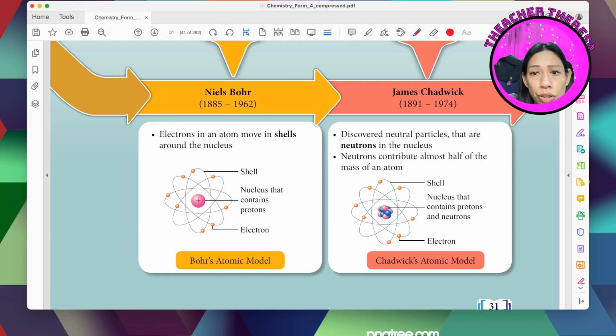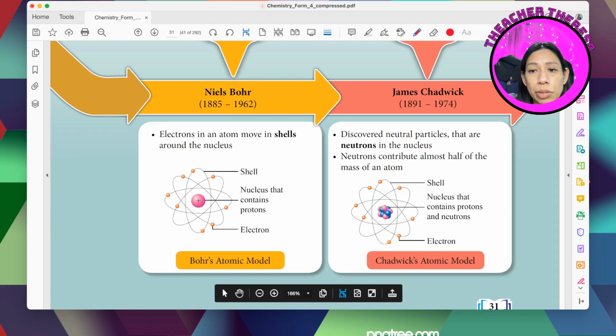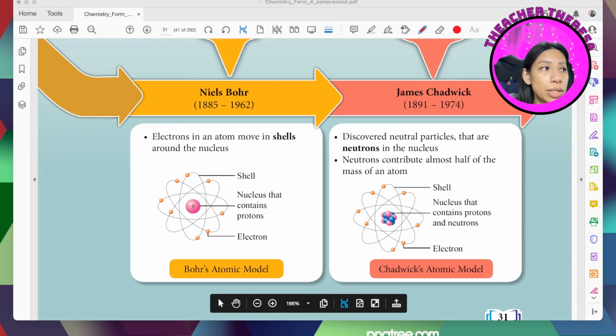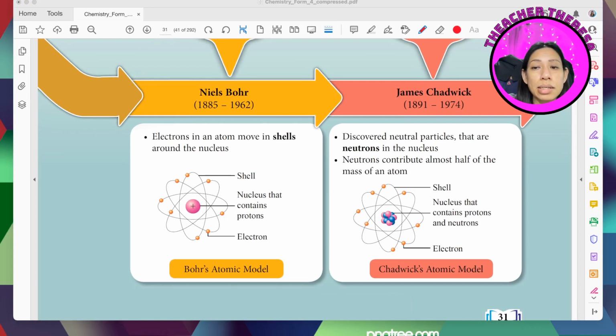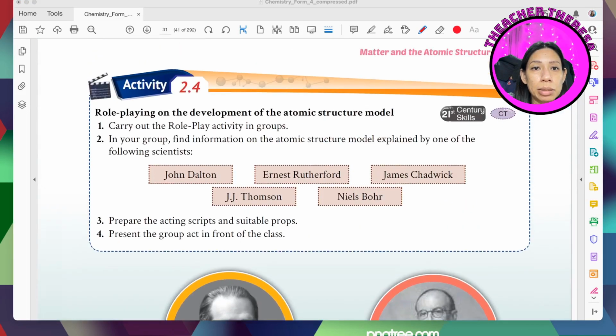Now let's move on to the Chadwick model. For the Chadwick model, the last part is that he discovered what we call the neutron. He discovered the neutron. Now how are we going to remember the names?